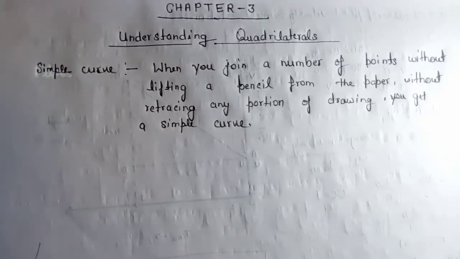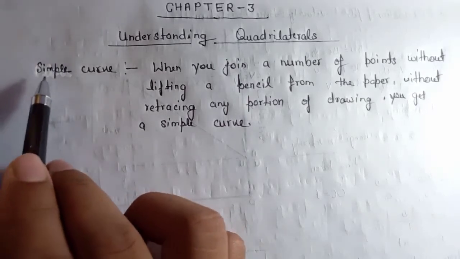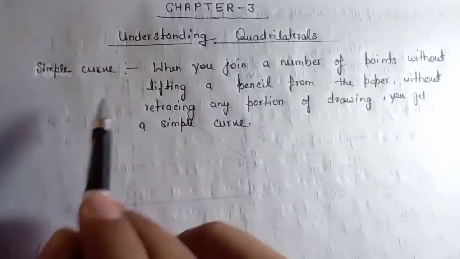Jai Hind students. Today we will begin our third chapter, which is understanding quadrilaterals. In morning class, we discussed all these terms. First heading is what do you mean by a simple curve?